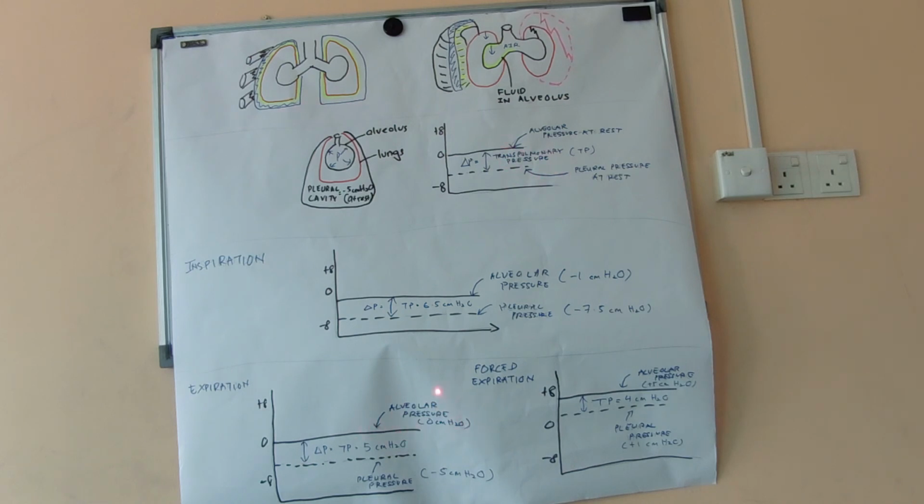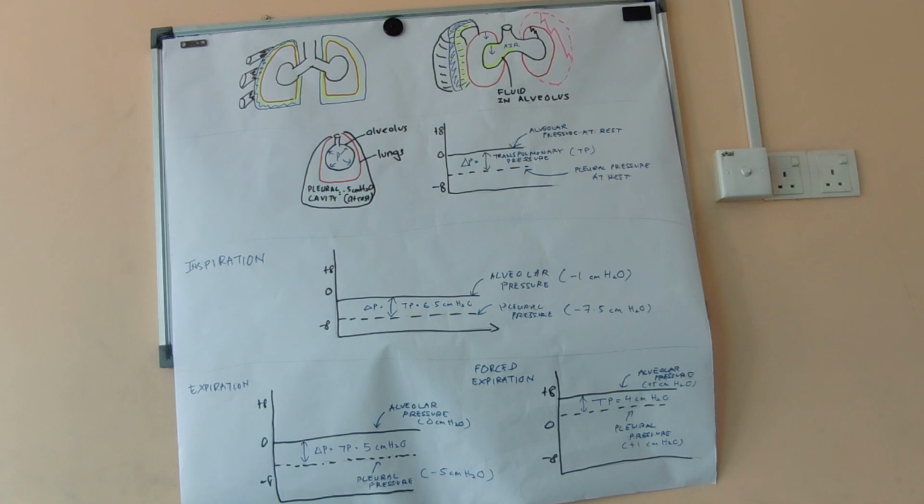Alveolar pressure increases to 0 cm H2O. Pleural pressure increases back to -5 cm H2O. When you subtract, you get 5 cm H2O here, which is lesser than this one. So the less positive the transpulmonary pressure, it means you will start to exhale the air. So that is for expiration.